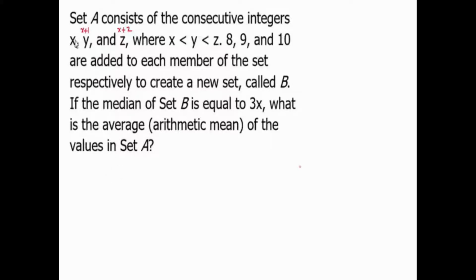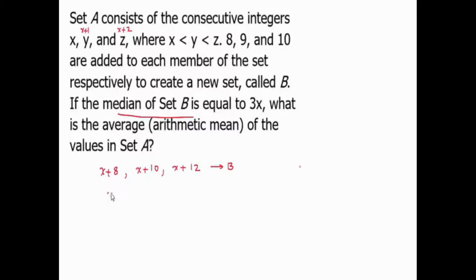So if we add 8 to x, we get x plus 8. If we add 9 to x plus 1, we get x plus 1 plus 9, that's x plus 10. And if we add 10 to x plus 2, we get x plus 12. So these are the numbers in set B. And the median of set B is an ordered list, so the median of this is going to be x plus 10, the middle number.